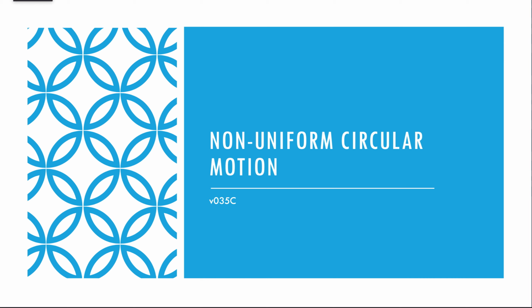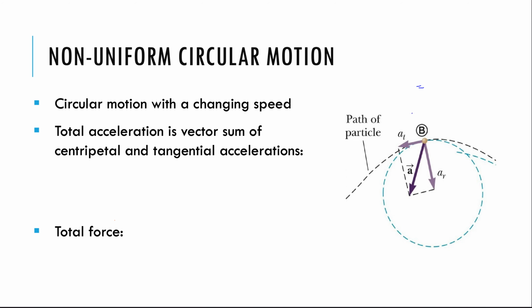In the previous videos, we've been talking about uniform circular motion, where an object moves in a circle at a constant speed. But we know that it's totally possible to move in a circle and have our speed changing. When that happens, we have non-uniform circular motion.